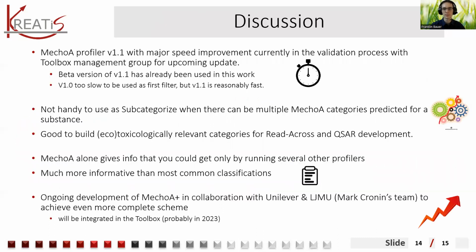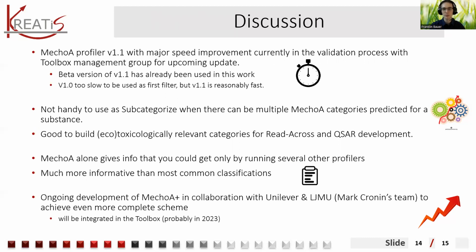Let us conclude here. The current version of the profiler available for download is version 1.0, which works well, but it is quite slow. Version 1.1, which brings major speed improvement, has already been used in this work and is in the validation process with the QSAR Toolbox management group. The MechoA profiler is not handy to use as subcategorized when there are multiple MechoA categories predicted for a substance, but is nevertheless good to build ecotoxicologically relevant categories for read-across and QSAR development.